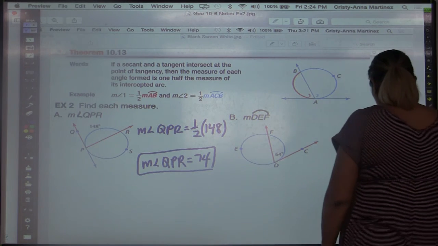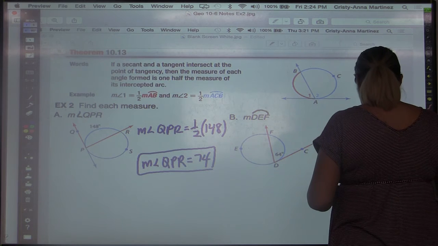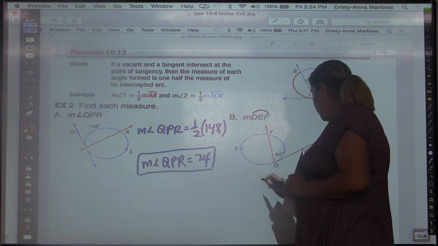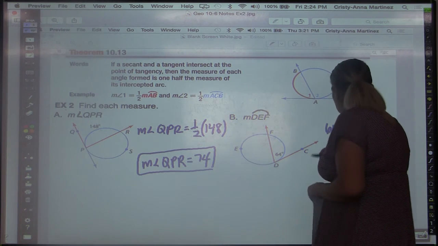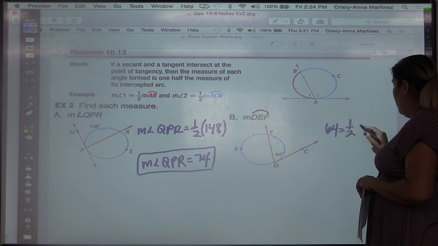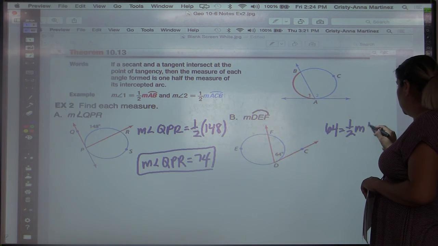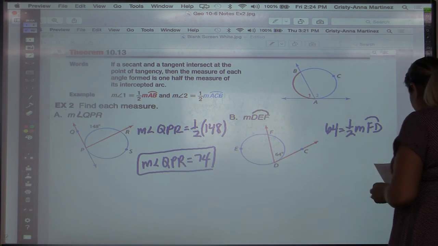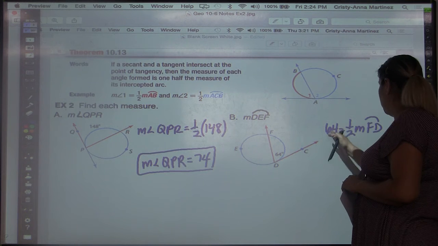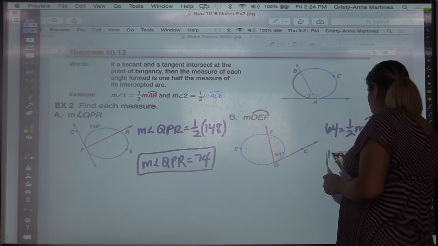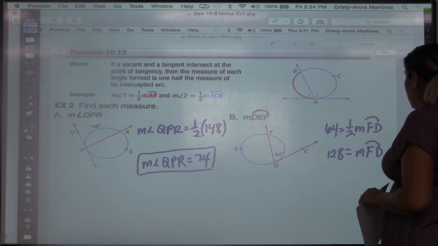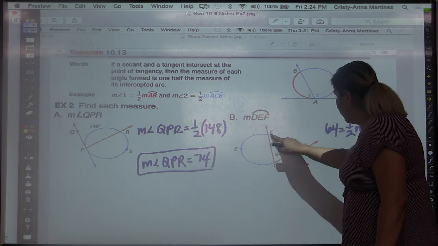So there you go. We're going to start with saying that the measure of this angle FDC is 64. I think I'll start over here. And we're going to say that that angle measure is equal to half of the measurement of arc FD. All right, so that means that the measurement of arc FD would be twice 64. So we multiply both sides by 2, and 64 times 2 would be 128. So then the measurement of arc FD is 128. And so that means that this portion here is 128.